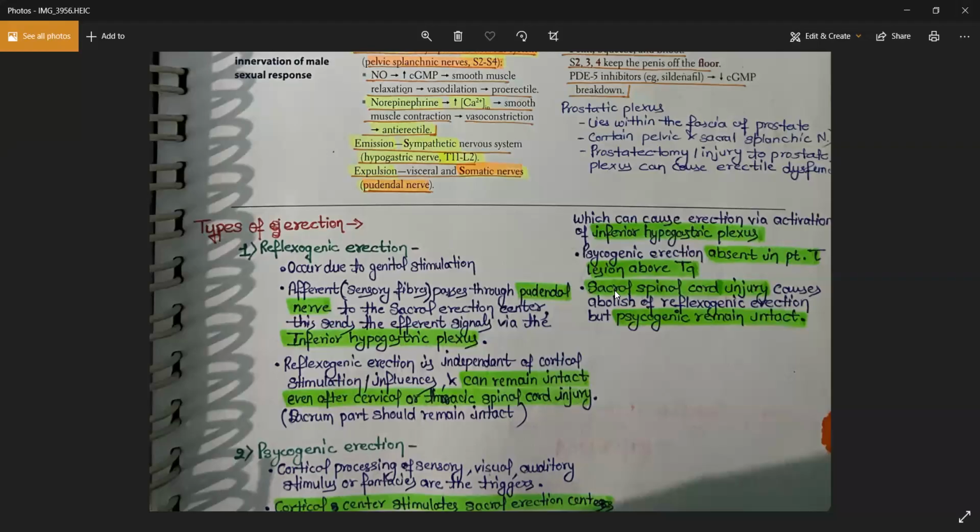So with a sacral spinal cord injury, you can have a normal psychogenic erection, but there is a loss of the reflexogenic erection. In case of damage above T9, you will have a loss of psychogenic erection, but the reflexogenic erection will be normal.